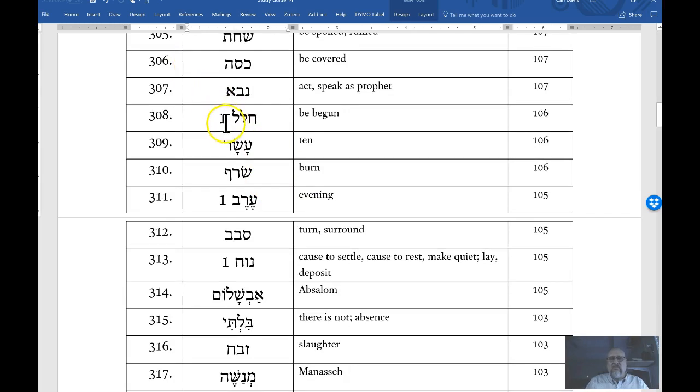Halal, the first use, is to begin. It's also that same root that is related to the word profane. So you begin to profane something is my mnemonic device. Asar is ten. We've had the feminine version of that, so this should be easy. This is the masculine version.